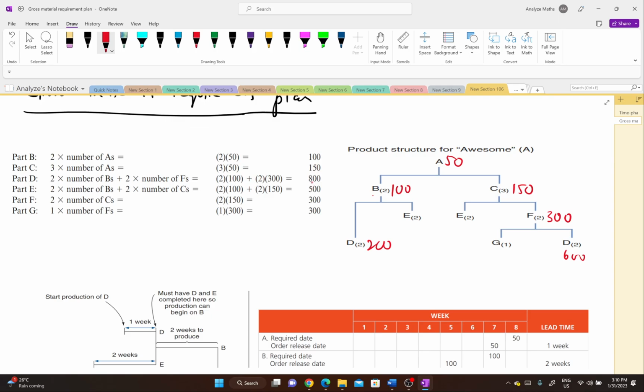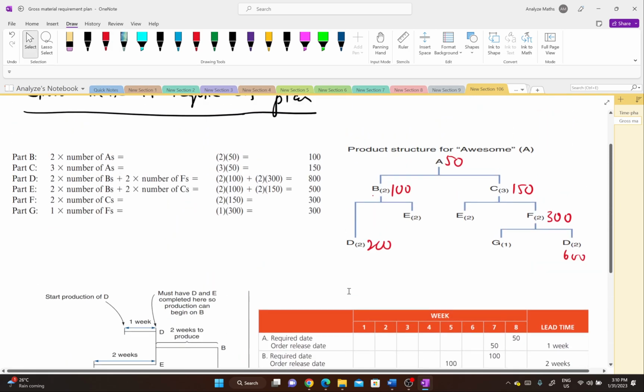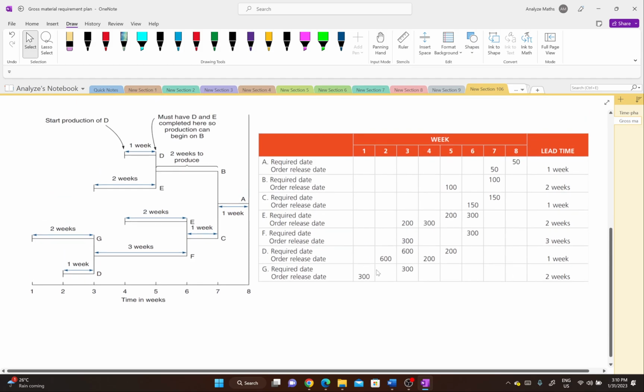So the number of D's you can see here. The same goes for E and G and F, all these things. So when you come out with these numbers and you want to put them in a table nicely to see all of it, that is known as the gross material requirement plan. So this is the table here.